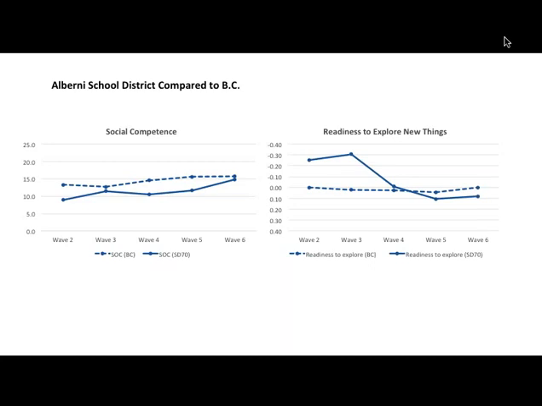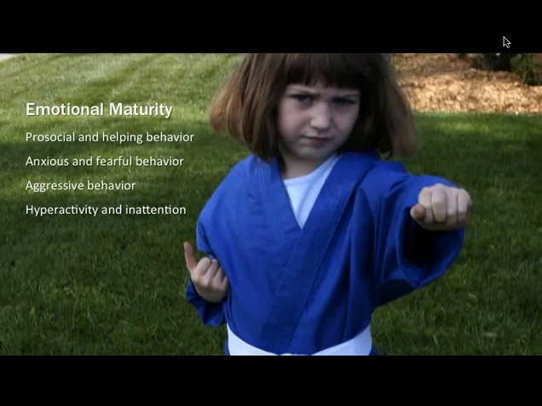Okay, I'm going to do one more, emotional maturity, then I'm going to see if there are any questions. This is a really interesting one, especially with all of the emphasis these days on children's mental health. And also, I think these are some very obvious or approachable categories of subscales: pro-social and helping behavior, anxious and fearful behavior, aggressive and hyperactive and inattentive behavior. These are all, as you can see, different aspects of emotional maturity, and ones that, like I said, are definitely things people are paying a lot of attention to these days.